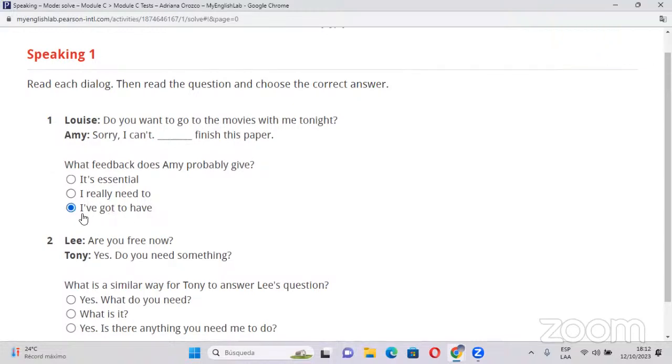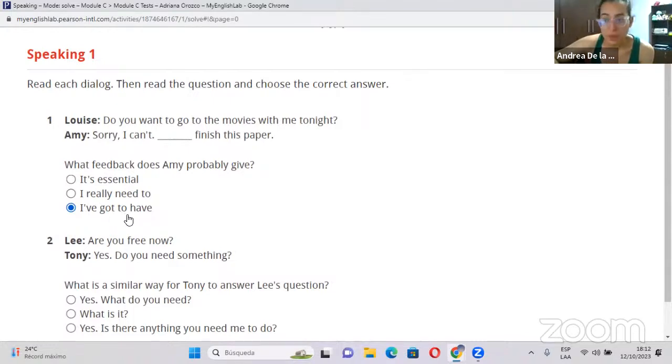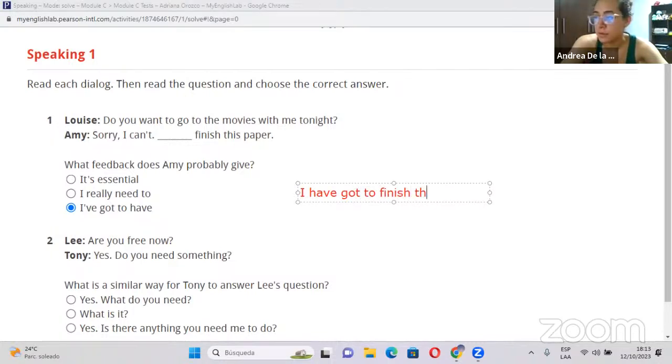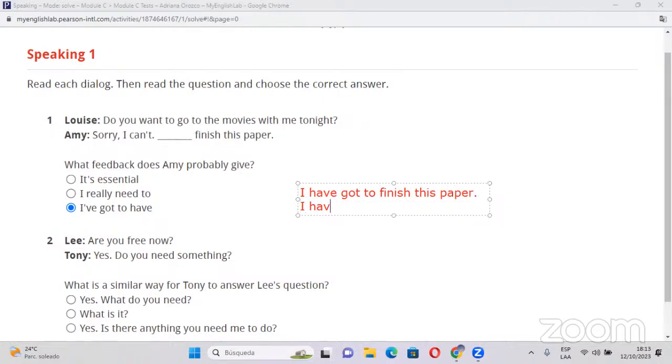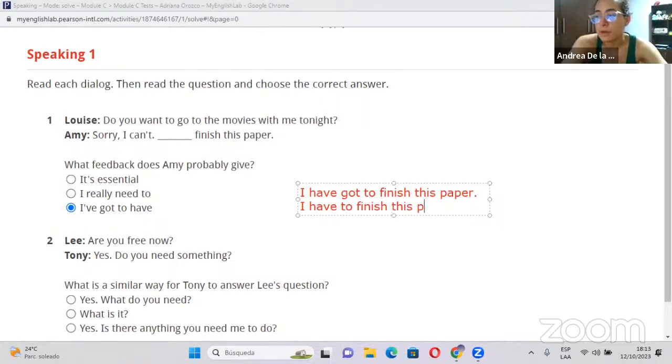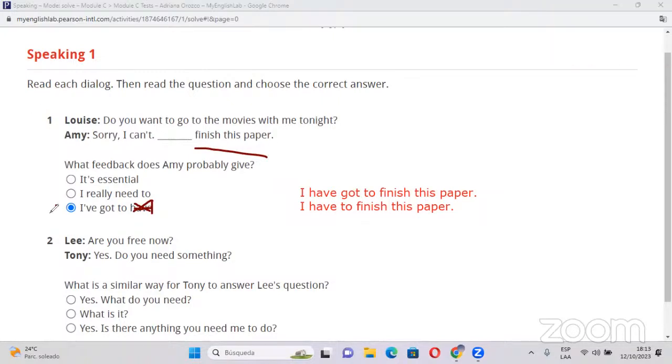But remember that we've seen this, have got to is okay. It's a synonym of I have to, it's a modal. But remember that you need to follow it with the infinitive, right? It's the same as I have to. I have got to finish this project, this paper, or I have to finish this paper. Right? So it could have been I have got to, but the second half is, well, it's not necessary, right? It's just I have got to finish this paper, which is why.